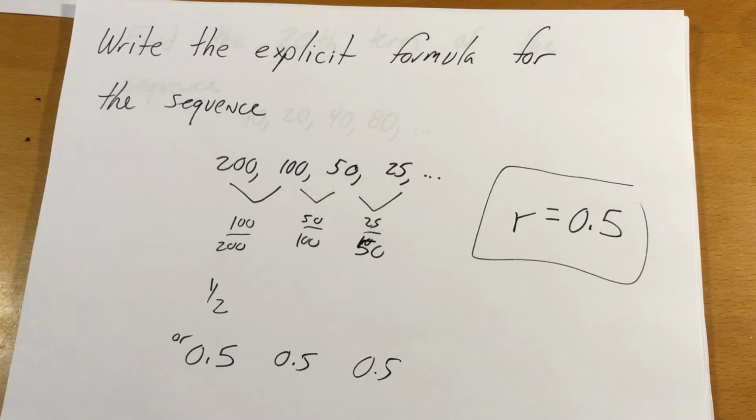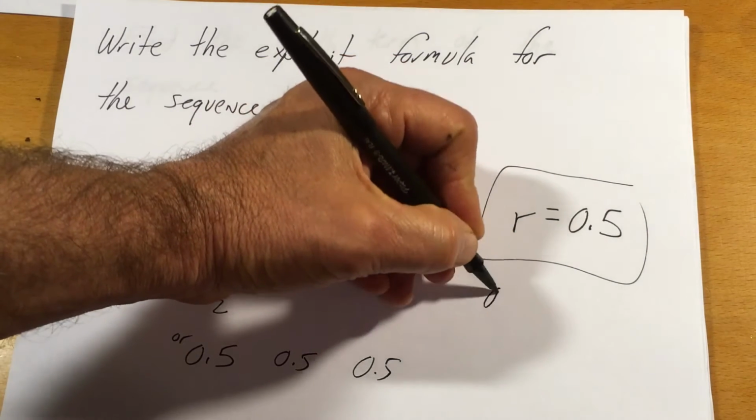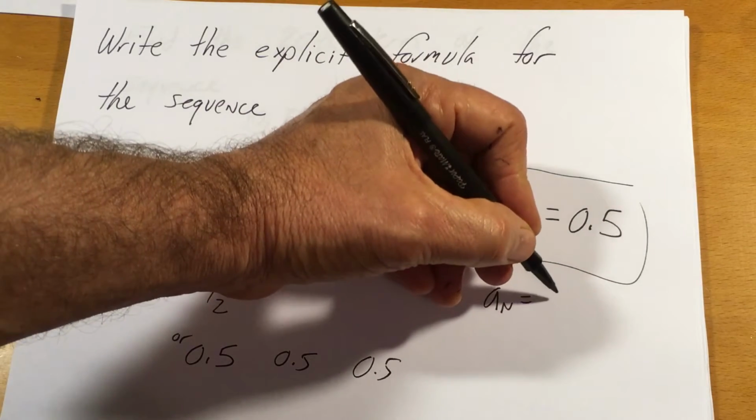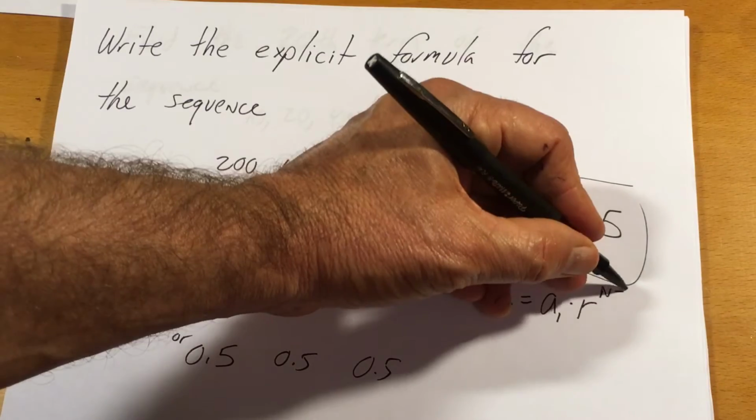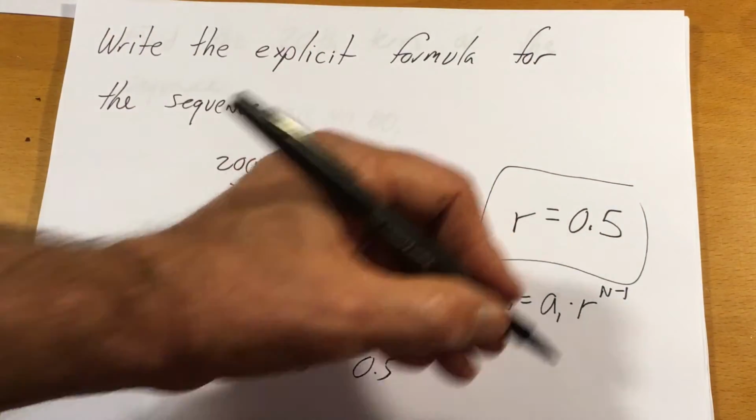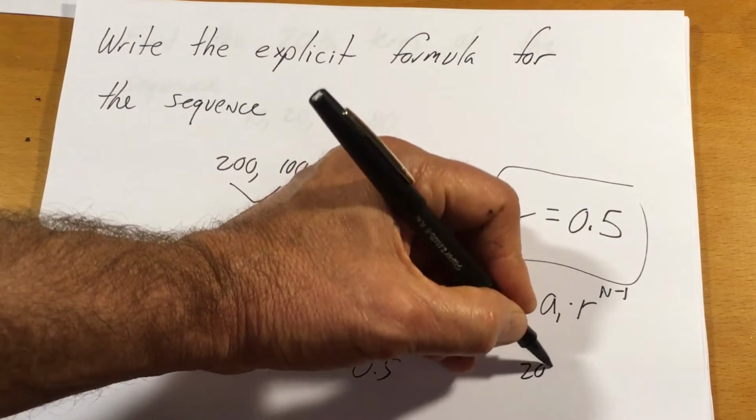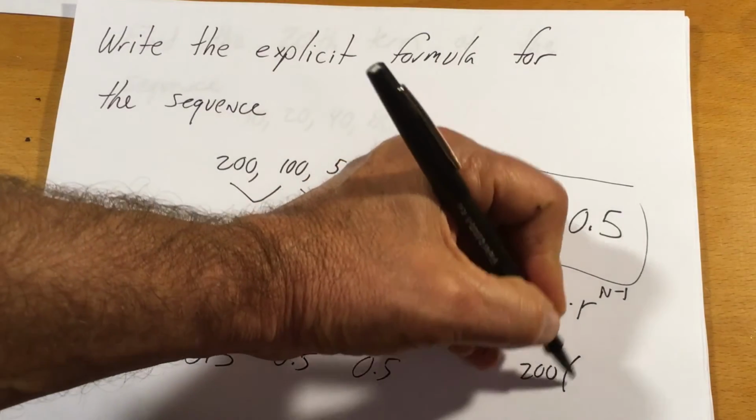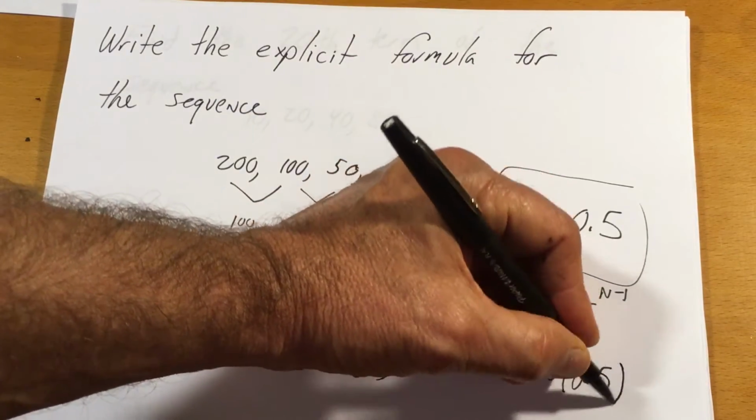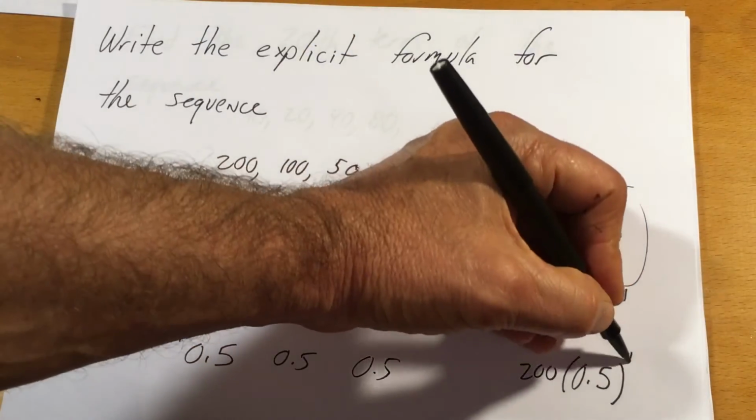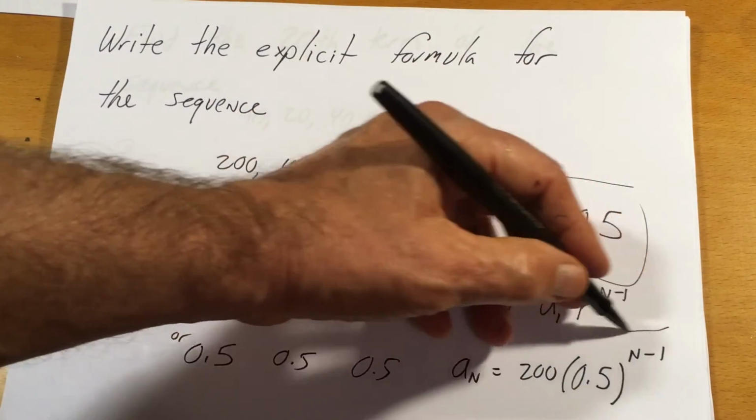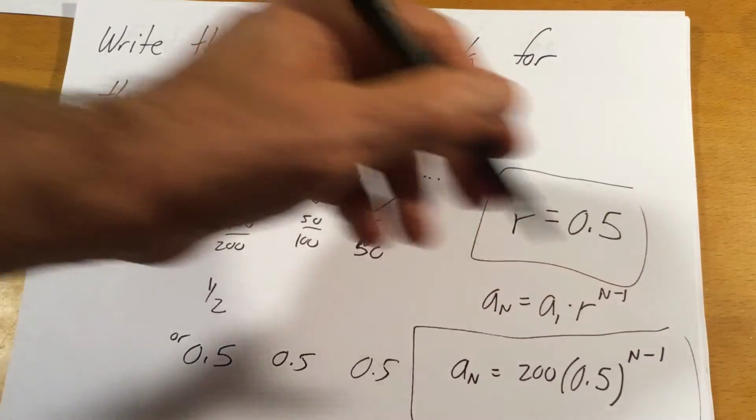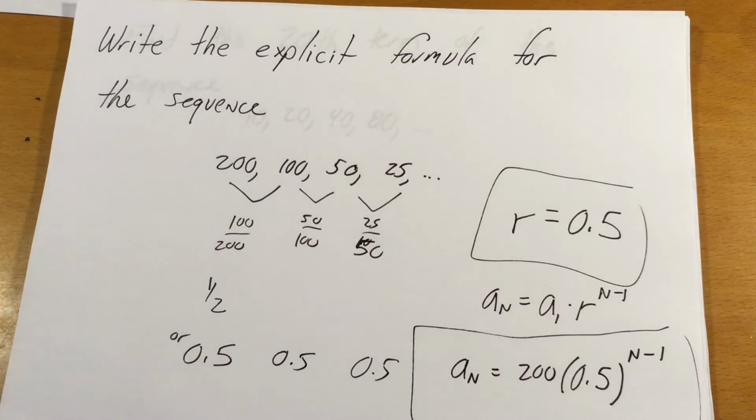So how do you write the formula? You write down the formula. The formula is a sub n is equal to a1 times r raised to the power of n minus 1. a1 here is 200. r is going to be 0.5. You could also say 1/2 if you want to. And this is raised to the power of n minus 1. And here, unlike in the linear one, there's no simplifying to do, and that's just your answer right there.